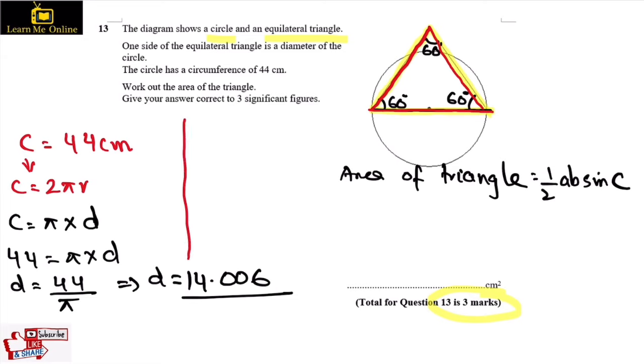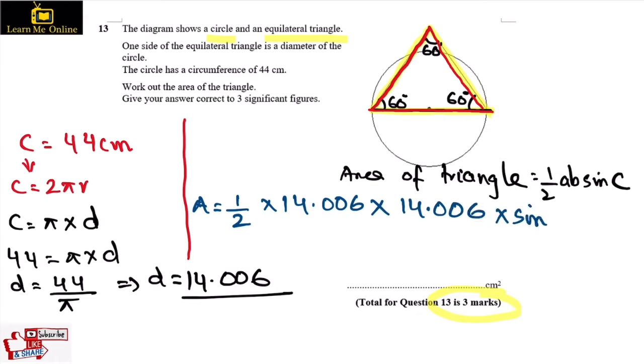To find the area of the triangle, simply write down half. a is the diameter, times 14.006. Then b is the other length, which is the same because it's an equilateral triangle. Times by sine, and the angle, because it's an equilateral triangle, each angle is 60. You type the whole thing in the calculator and you come out with the answer, which is 84.9. Make sure the answer you write down using your calculator is to 3 significant figures.